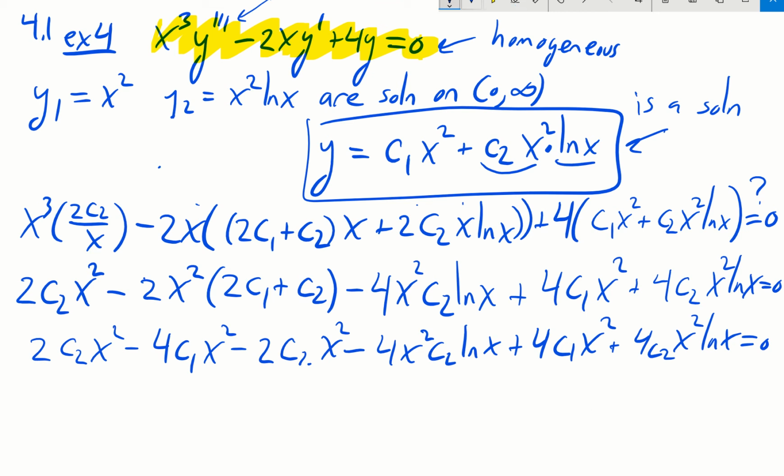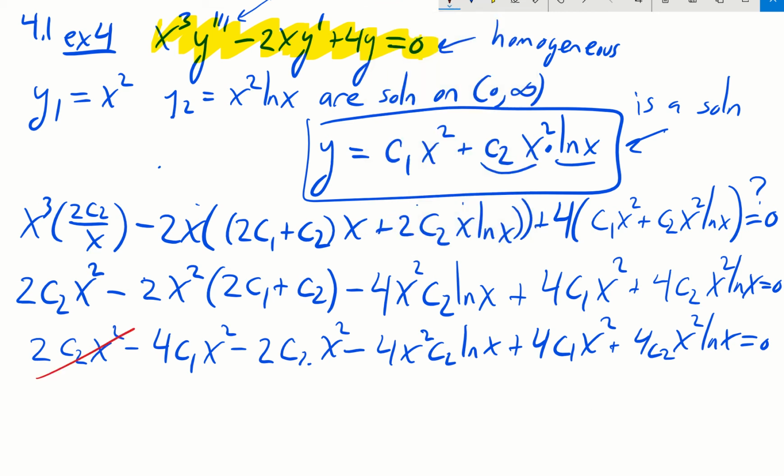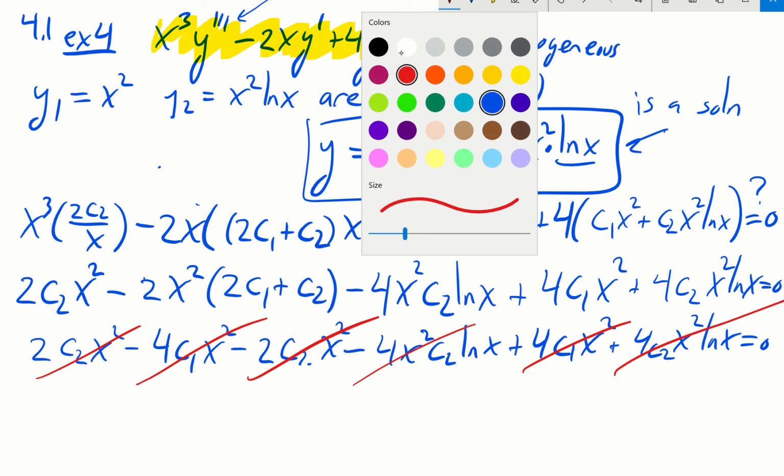And now we cancel. So we have a positive c2x squared. We'll cancel with this negative 2c2x squared. We have a negative 4c1x squared. That'll cancel with the positive 4c1x squared. And then we have a negative 4x squared c2 ln x. We'll cancel with the positive 4c2x squared ln of x. And there we have it.